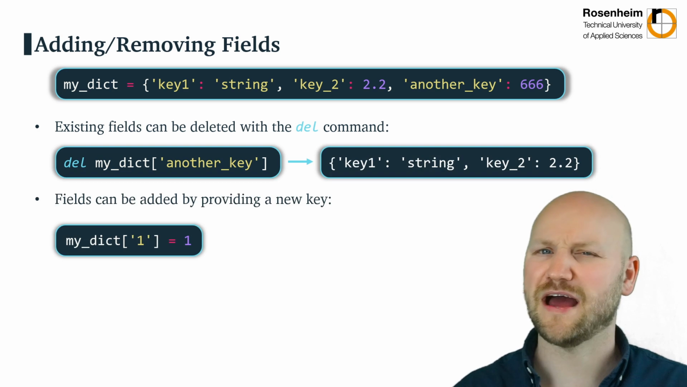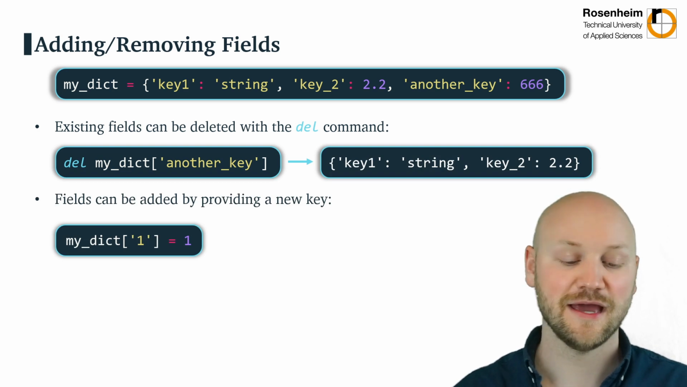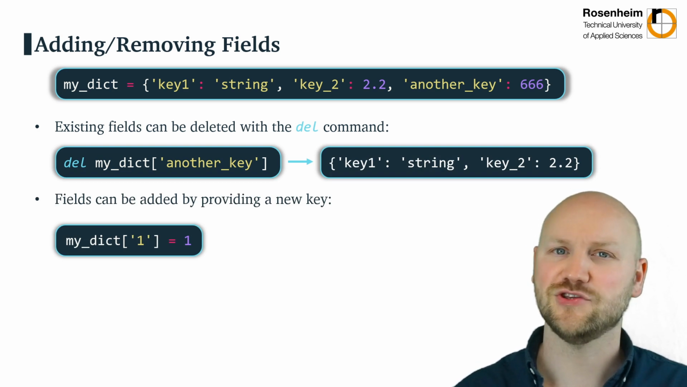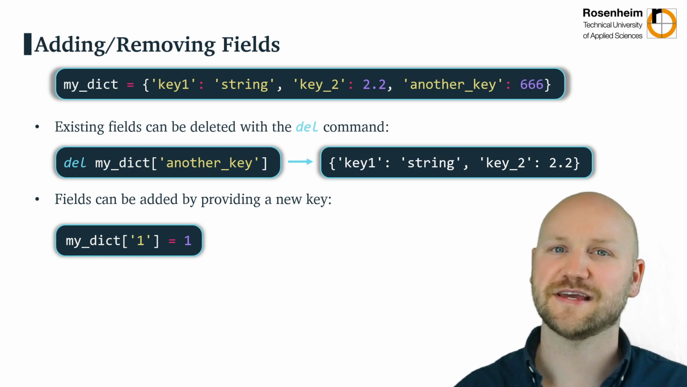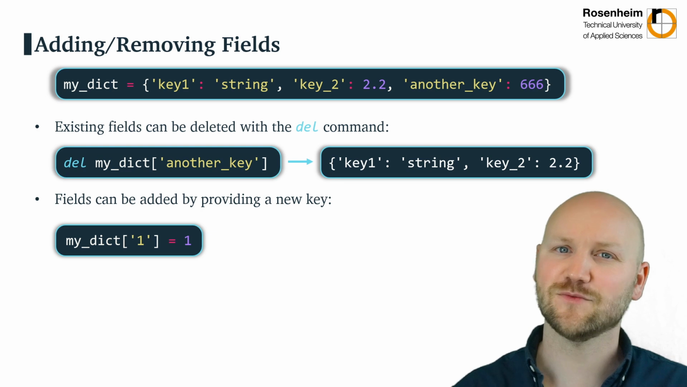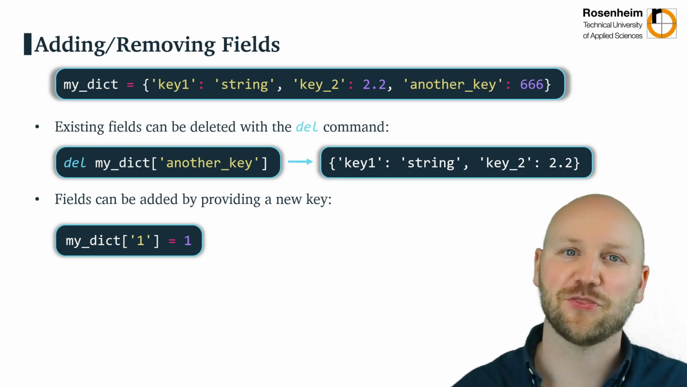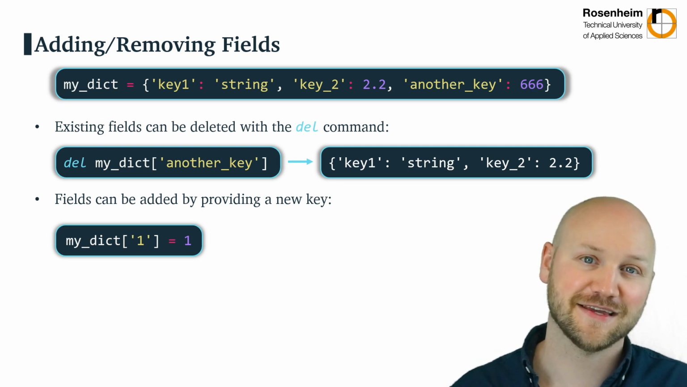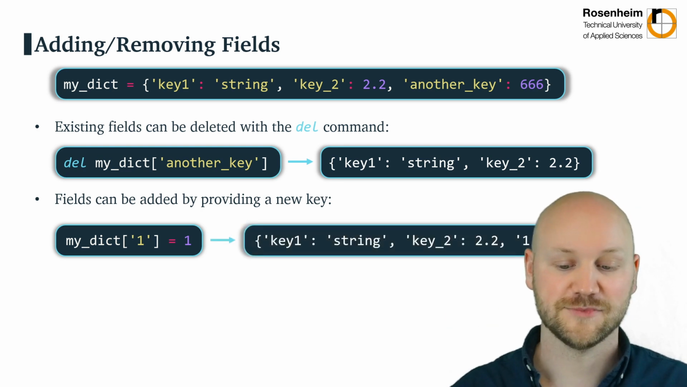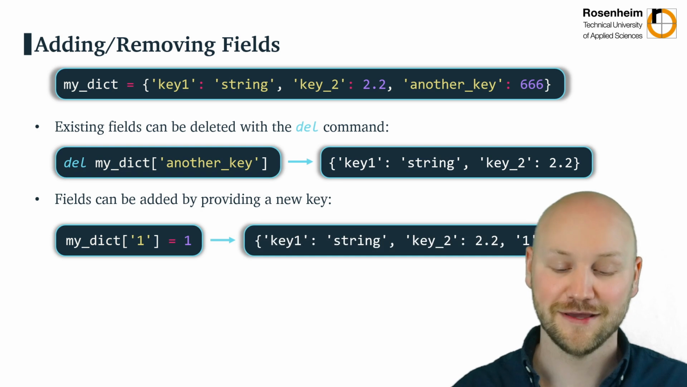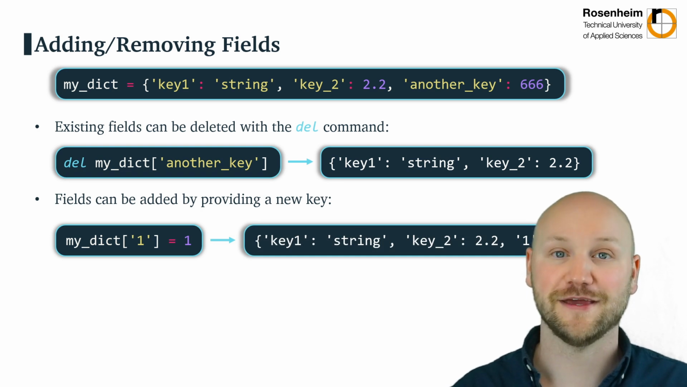If you want to have a new field, you can simply add it by naming a new key and then assigning it the value 1 in this case. If the key was already existing, what you're doing is you are overwriting the old one. If it was not existing, you are creating a new one. So we have deleted one key, and then we have created a new one.